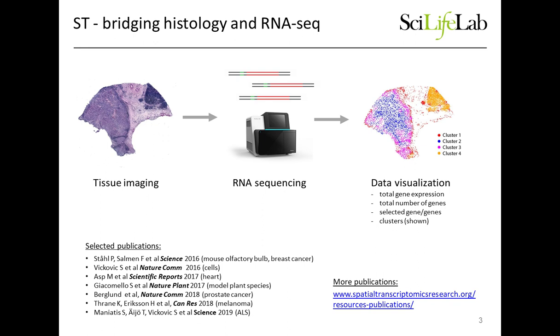In the lower left-hand corner, you see a list of some publications from the Spatial Transcriptomics Research Group. And as you can see, we have applied the method to a variety of organs and diseases, such as mouse olfactory, breast cancer, heart, ALS, and even plant species. You can find more publications on our webpage through the link to the right.